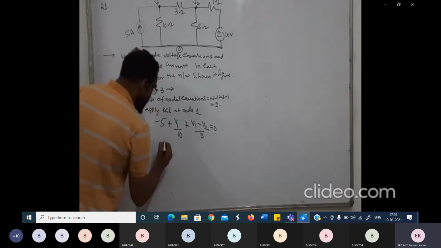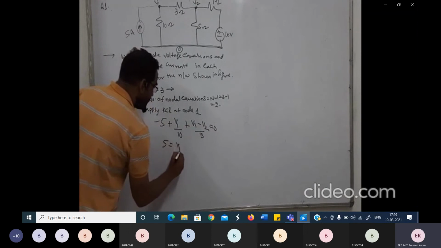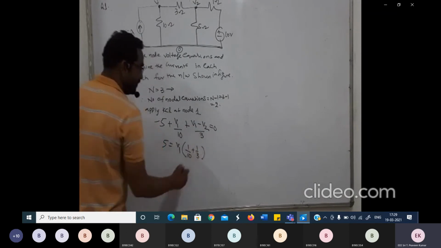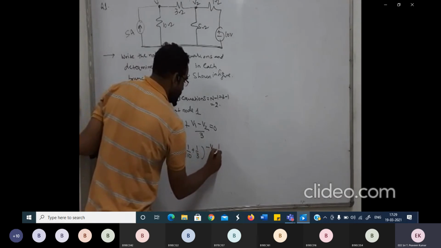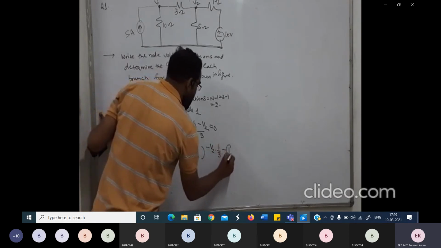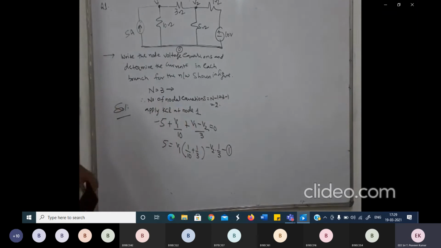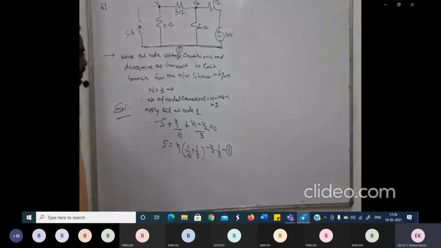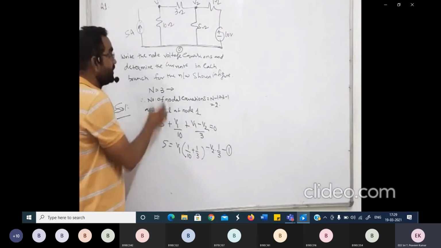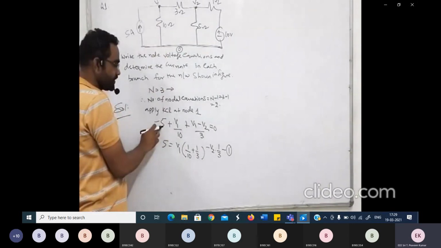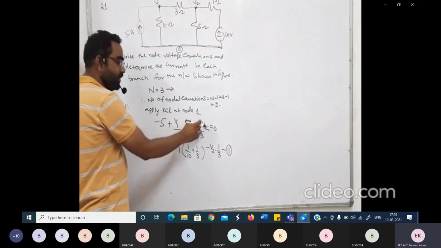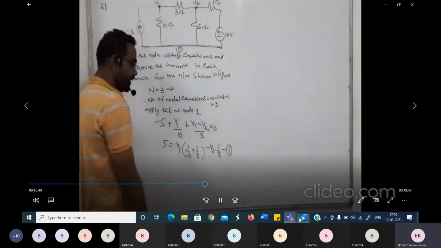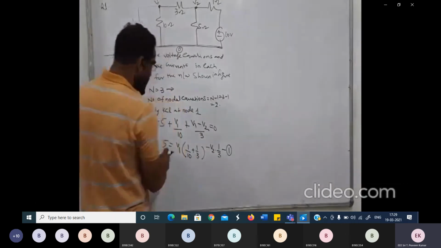Now to simplify this, we get 5 equals V1 times (1 by 10 plus 1 by 3) minus V2 times 1 by 3. We take this as equation 1. How many equations will we write? We will write 2 equations because 3 nodes are there. This is how we write the KCL equation at node 1. What is this? This is the source current. This is the current going to the 10 ohm resistor. This is the current going to the 3 ohm resistor. So this is your KCL, and then we have applied Ohm's law. So this is equation 1.